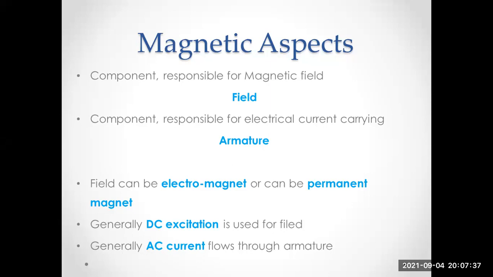Now, when there is some current in any conductor, it will generate magnetic field. But I don't want that. Got my point? I am keeping some components inside a machine exclusively for that purpose of generating magnetic field. Got my point?